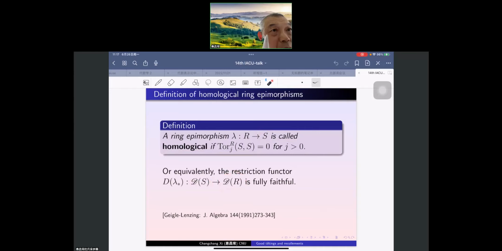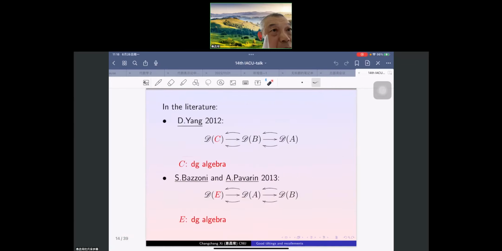That means this λ induces a restriction functor from the derived category of S to the derived category of R, and this is fully faithful. So this is what homological means here. And this notion appeared in Geigle and Lenzing's paper published in 1991.